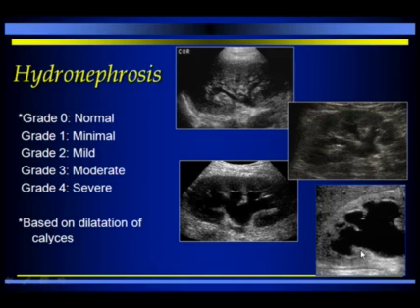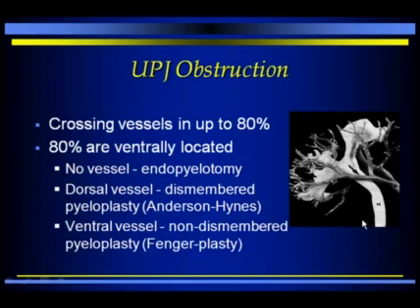And finally, the severe hydronephrosis is a totally blown out set of calyces where we lose all cupping, and in fact, they're convex instead of being concave up here. And this is severe hydronephrosis.